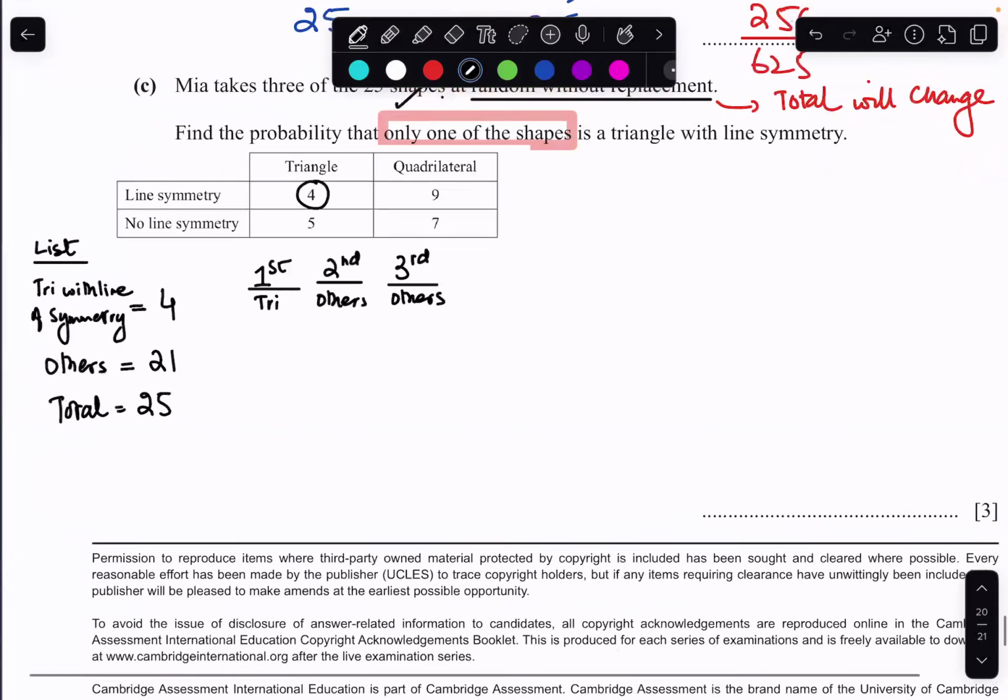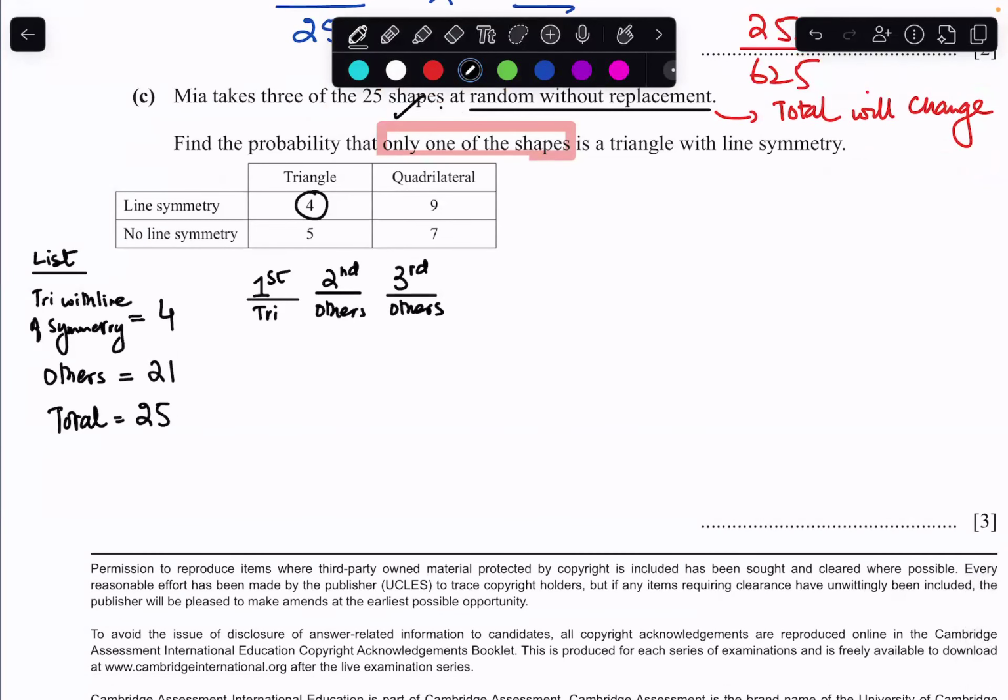Now is this the only possibility, or are there more possibilities? There could be 2 more possibilities. The first one is other, the second is a triangle, and the third is also other. Or we have another one. The first one is the other shape, the second is also the other shape, and the third is a triangle with the line of symmetry.